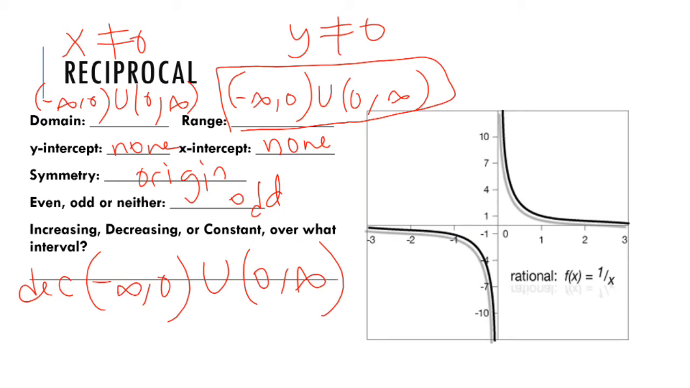This is an odd function. It has origin symmetry. And this is a decreasing function. So from left to right, this is decreasing here and decreasing here. So it decreases from negative infinity to 0, not including 0 because 0 is not in the domain. And also decreases from 0 to infinity, right here. Don't include 0 because 0 is not in the domain of this function.